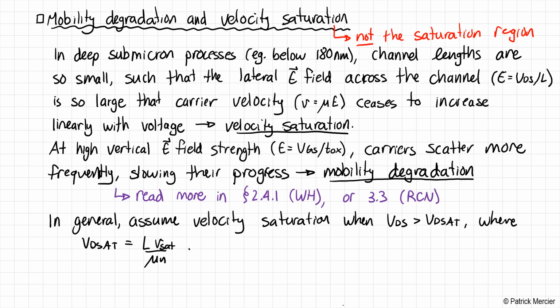Okay, so we say that Vsat, the saturated velocity for an NMOS transistor, is approximately 10 to the 7 centimeters per second for NMOS, and approximately equal to, let me get this more correct, 8 times 10 to the 6 centimeters per second for PMOS.